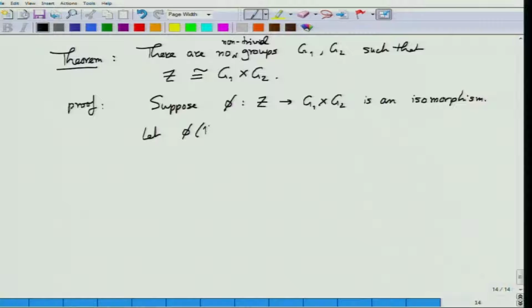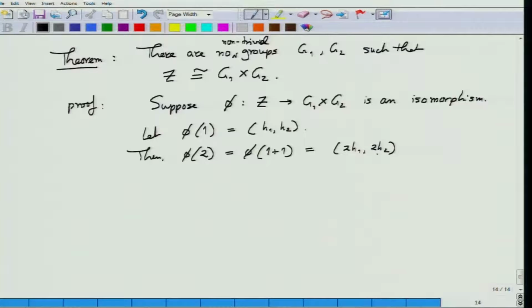Consider where the number 1 goes. The number 1 will be mapped by this mapping phi to some element of G1 cross G2. So, let us say this is H1 comma H2. Then where does 2 go to? 2 is 1 plus 1, yes, that is right. And because phi is an isomorphism, this is the same as phi of 1 plus phi of 1. We are writing these two groups also additively here, and that means it is 2H1, 2H2. Here I am taking some liberty with the notation, 2H1 is H1 plus H1.